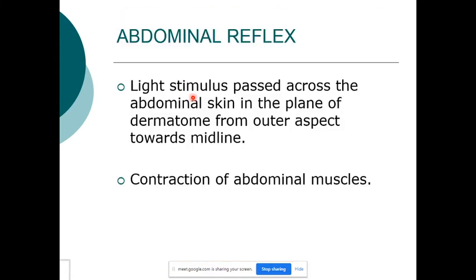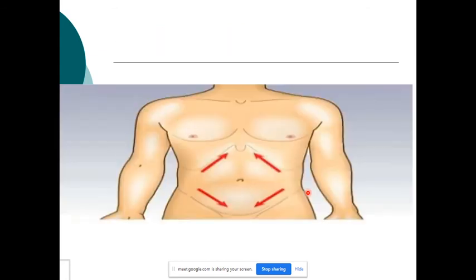Abdominal reflex, that is the last reflex for today's class. Here a light stimulus is passed across the abdominal skin in the plane of the dermatome from the outer aspect towards the midline, and you are going to see the contraction of the abdominal muscle. You can take the same blunt instrument, keys. Over the abdomen, from the outside, give a very gentle stroke, outside to inside. Whenever you do this, you will see your abdominal muscle contract. That is your abdominal reflex.